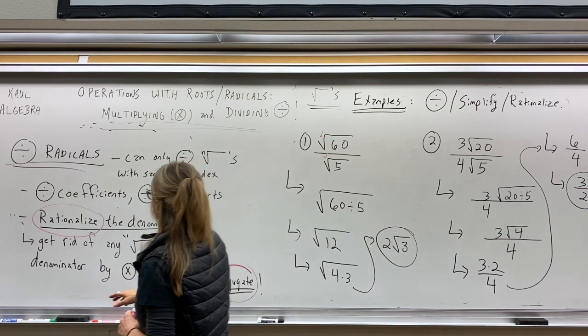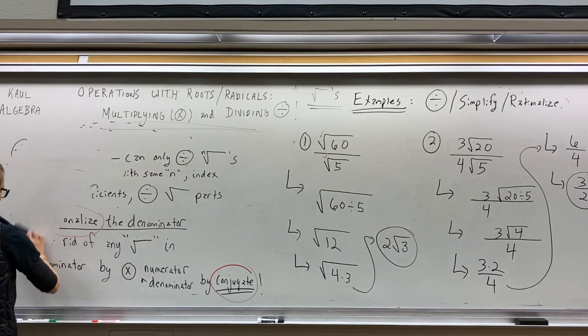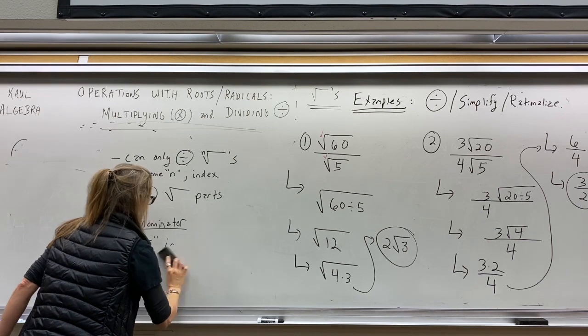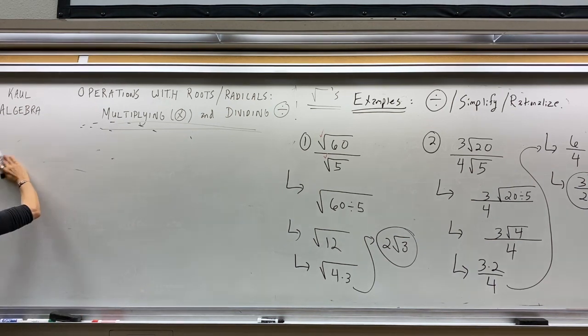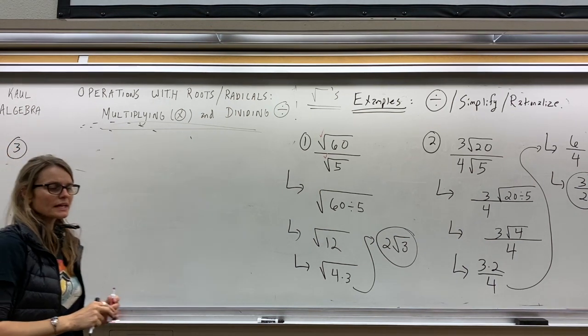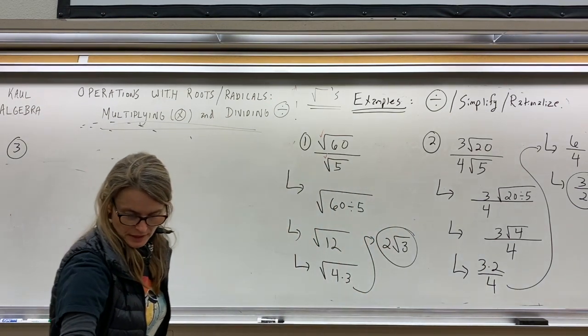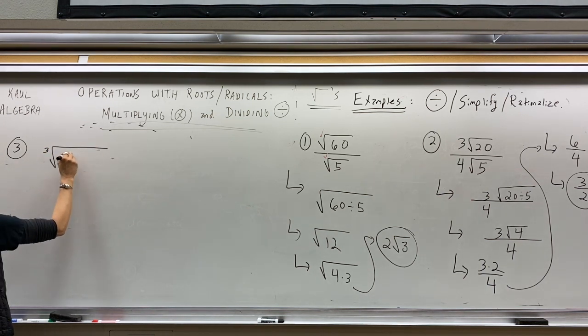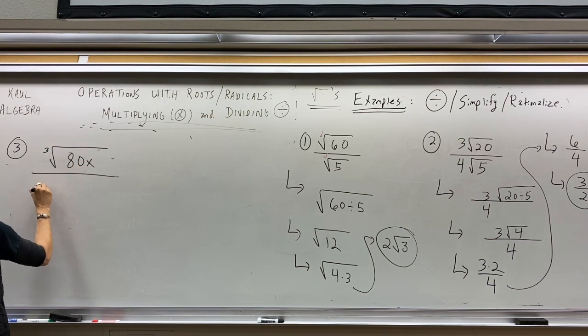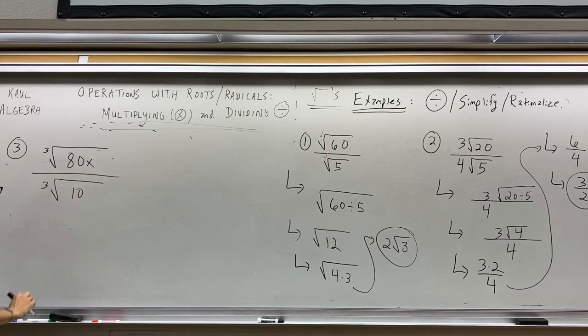Let's go ahead and do one with an x. Okay, number 3. Got a nice example out here. Let's do the cube root of, practice with our cube roots, 80x over the cube root of 10. Perfect. As before, we want to check to make sure that these index numbers are the same. And they are. So good for us.